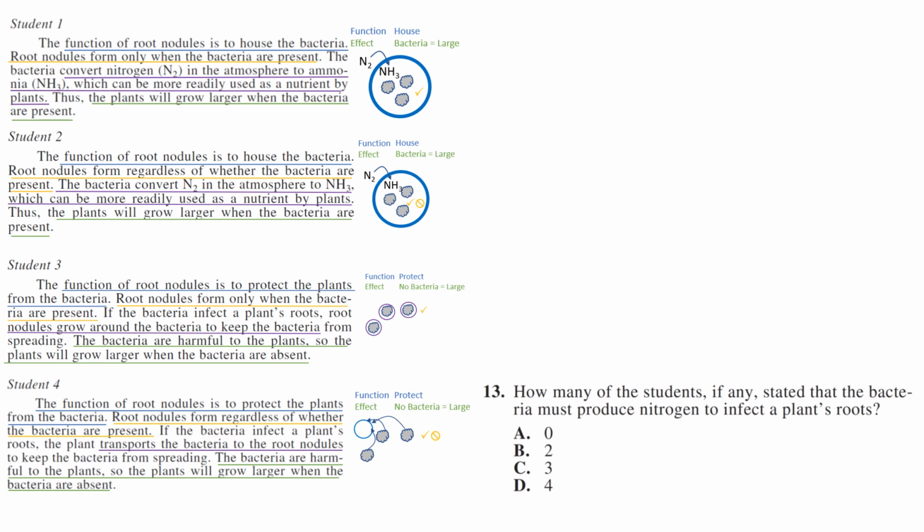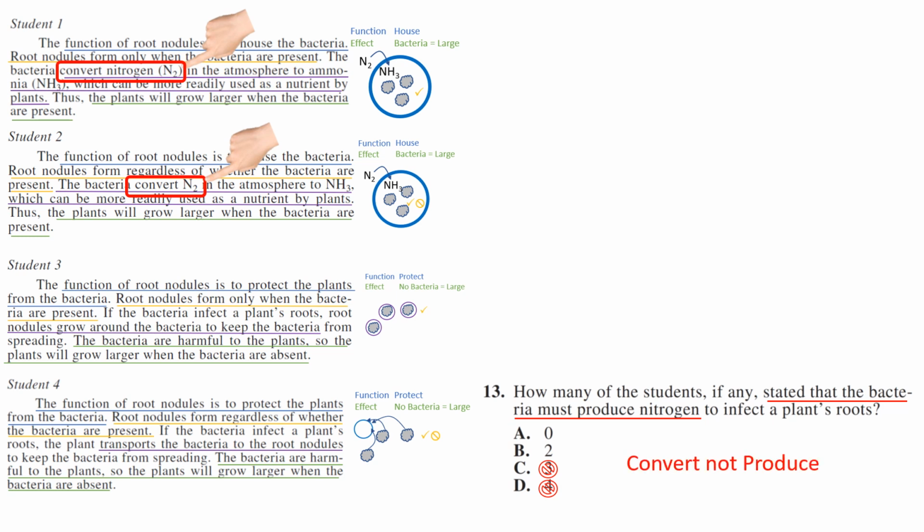Number 13, how many of the students, if any, stated that bacteria must produce nitrogen to infect a plant's roots? So we see for sure that students 1 and 2 mention nitrogen. Students 3 and 4 don't mention it at all. So we're going to eliminate choices C and D because they don't even talk about nitrogen. But now this is interesting. They say student 1 and student 2 say they convert nitrogen, but convert is not produce. So none of them say they must produce nitrogen. So your answer is A.